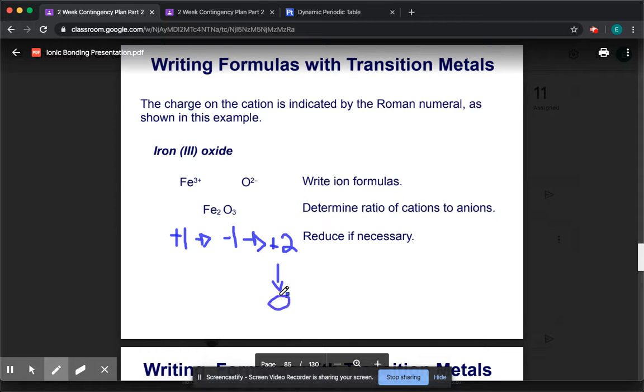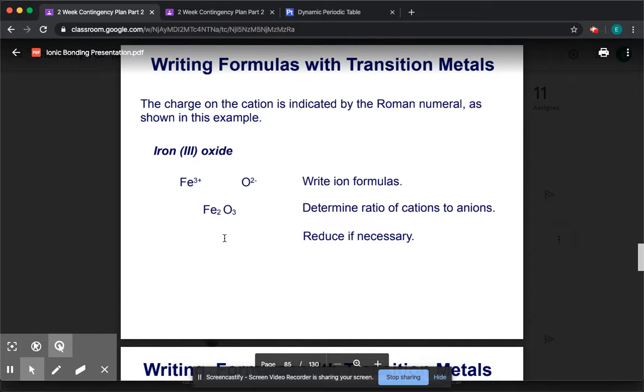Okay. So you need 3 oxygens in order to cancel out the charge from the iron. Okay. That's an ugly symbol, Fe. Plus 3 is 6. Minus 2 minus 2 minus 2 is negative 6. They add up to 0. Okay. So it is the same rules as yesterday.